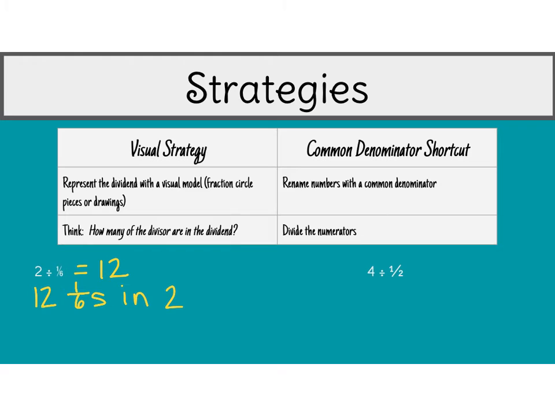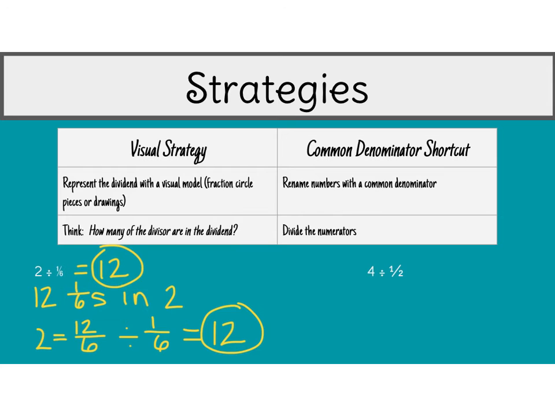Now, if I use the common denominator shortcut, I would say that 2 is equal to 12/6. And then 12/6 divided by 1/6. Then we look at our numerators, 12 divided by 1 equals 12. So my answer is 12. So 2 divided by 1/6 is 12. Notice I got 12 for the visual model, and I got 12 for the common denominator shortcut.